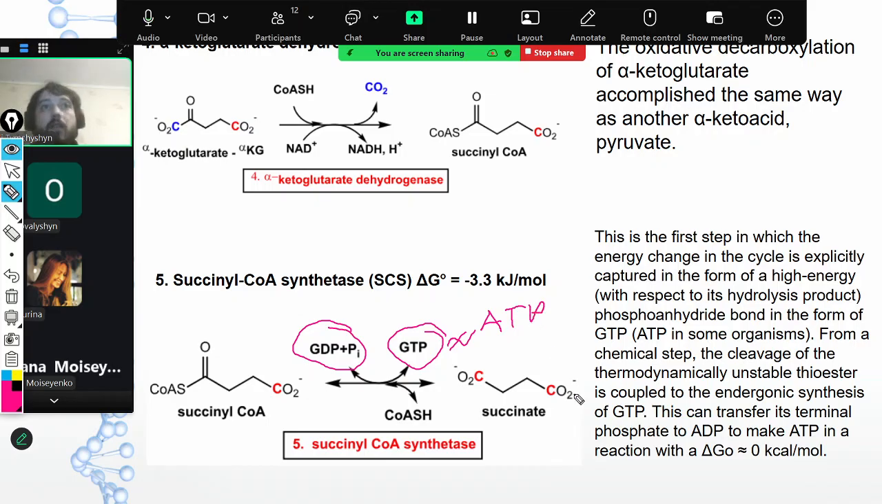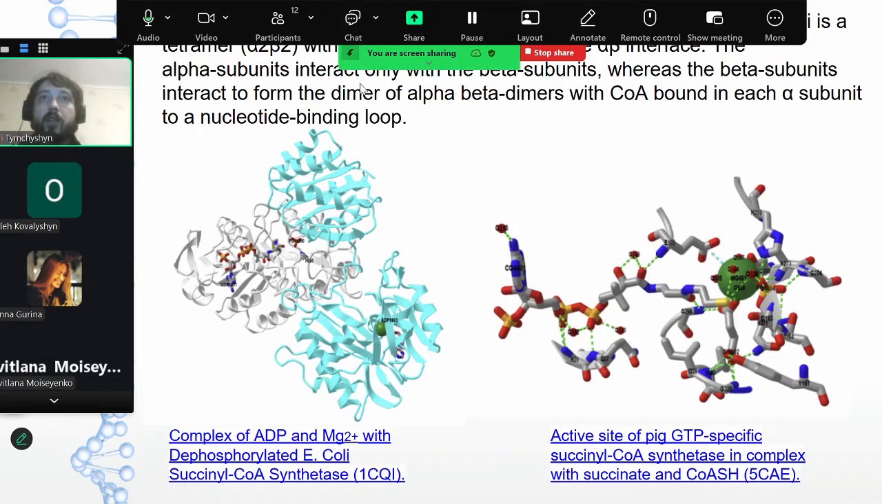That's good. And there are certain reactions, I guess we will get to them maybe at some point, that even use GTP as their main source of energy instead of ATP. But that will be sometimes later. Good. And this is the first step in which the energy change in the cycle is explicitly captured in the form of high energy molecule. So previously we had that, but implicitly in the form of NADH. That should be a little bit more processed. Here we have explicitly GTP that can be readily used.